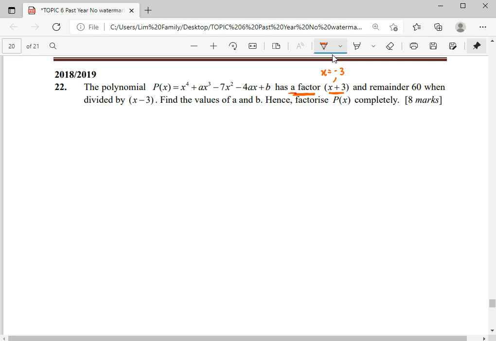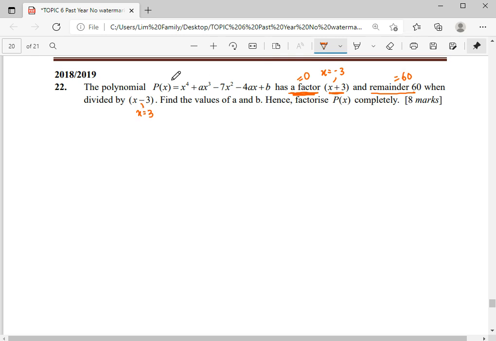So for factor, we will put the equation equals to 0. And another keyword here, they say remainder. So factor means equals to 0. Later the polynomial equals to 60, the equation equals to 60, when you divide by x minus 3, so this x value is 3. So this is the factor theorem and remainder theorem, meaning find the values of A and B and then factorize this completely.